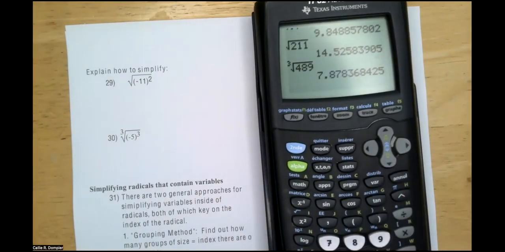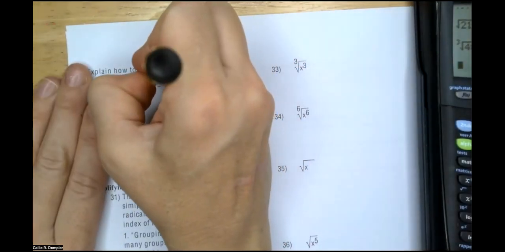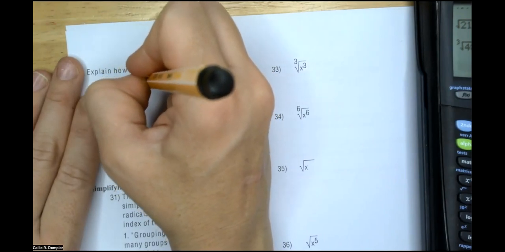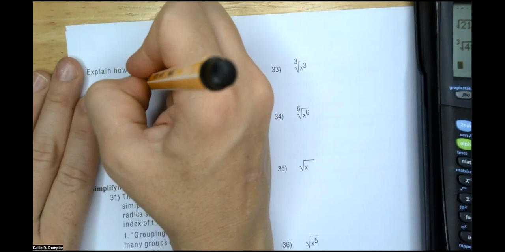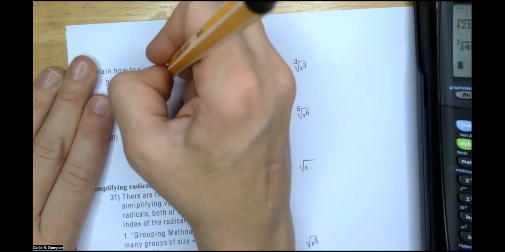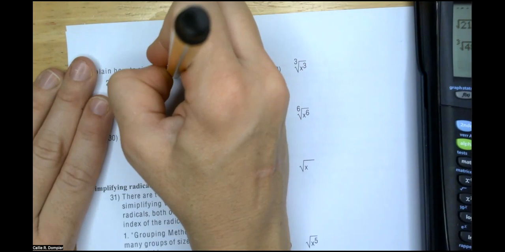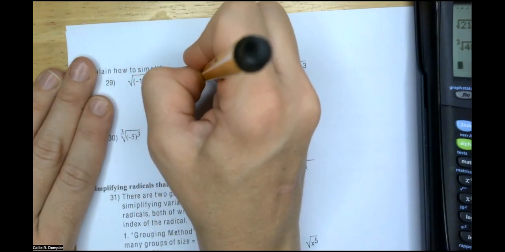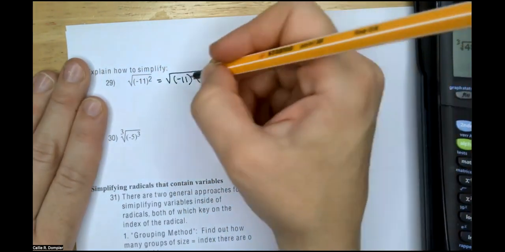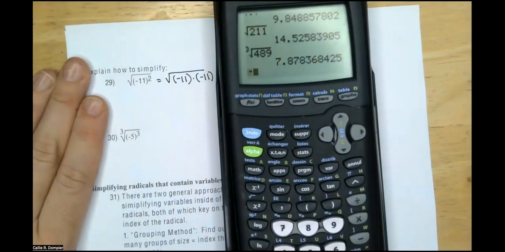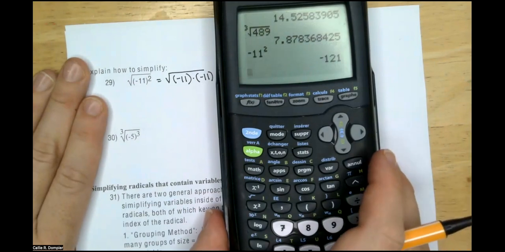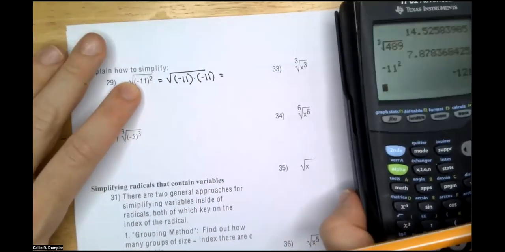So how would you simplify the square root of negative 11 squared? Well, it doesn't matter which one you do, you either take the square root of negative 11 and then square that, or you take negative 11 multiplied by negative 11 and then take the square root. So I'm going to expand negative 11 squared. It just means it's negative 11 times negative 11, right? Negative 11 times negative 11 is also just what they said. It was negative 11 squared. So it's negative 121.